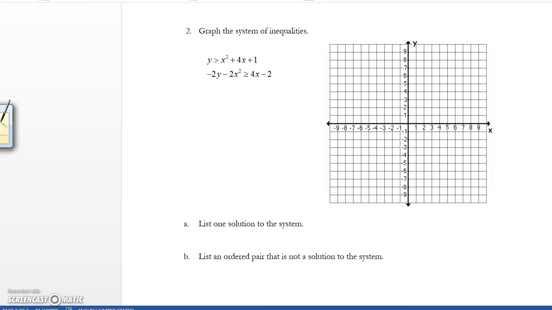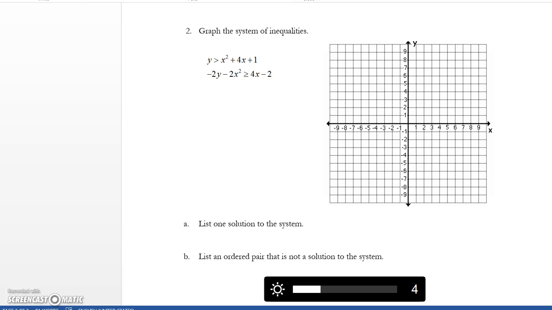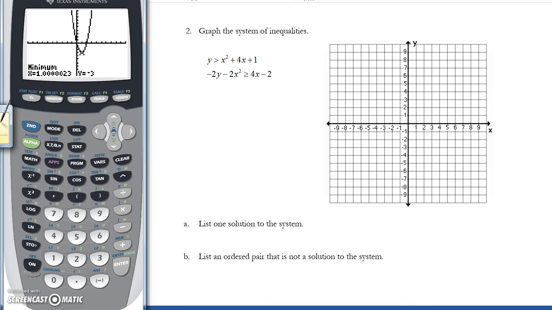Graph the system of inequalities. Now, I'm going to do the same thing I did with the last problem. I'll go ahead and graph this first one right away. Go to y equals, clear what's in there, and I'll graph x squared plus 4x plus 1. I can go ahead and just hit graph now because I know my window's nice. All right, now we're going to graph this just like we did the last one. I might go a little quicker here to speed things up.